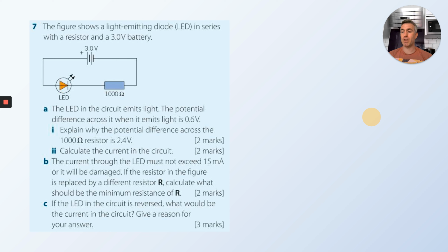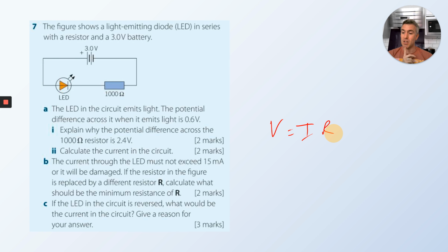If the resistor in the figure is replaced by a different resistor, R, calculate what should be the minimum resistance of R. Ooh, that's a proper question. We know what the voltage is. We know what the current is, we just don't know what the resistance R is. So there's just two things, V, I, R. You can do that. It just sounds complicated, but actually it's the same equation you've been doing all the time.